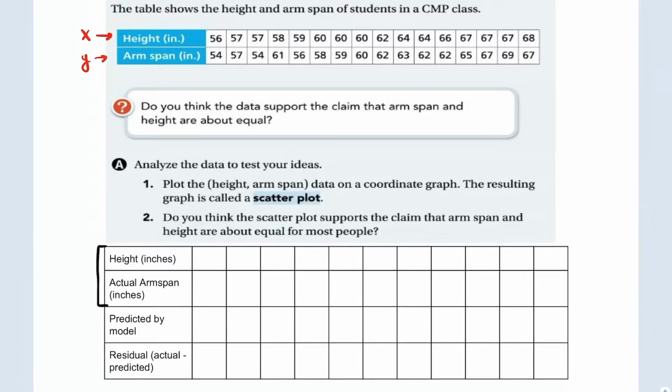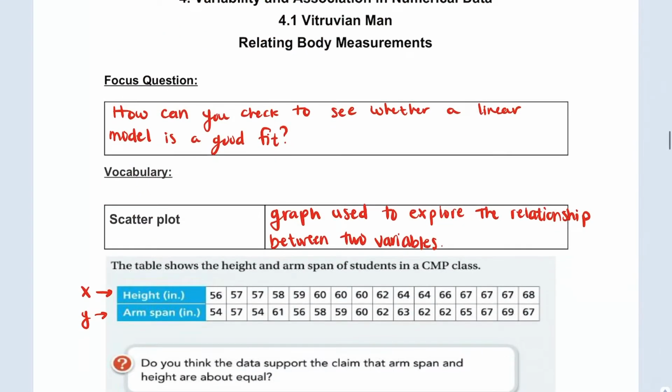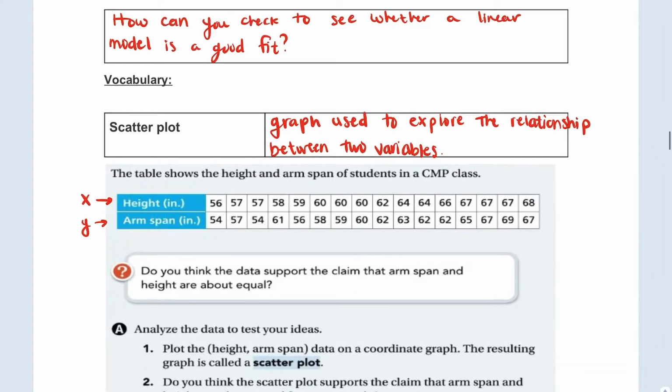But before we do that, let's go ahead and write our focus question and the definition of our scatter plot here. So our focus question says, how can you check to see whether a linear model is a good fit? Okay, and we're going to do that by drawing a scatter plot, then trying to draw a line of best fit, and seeing whether or not that line is a good fit for this model. Okay, so scatter plot, which we're going to create today, is just a graph used to explore the relationship between two variables. Okay, and the two variables we're looking at today are our height and arm span.